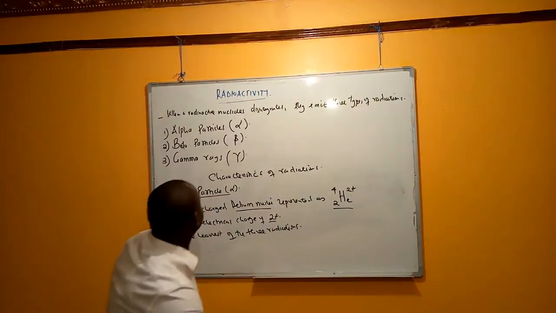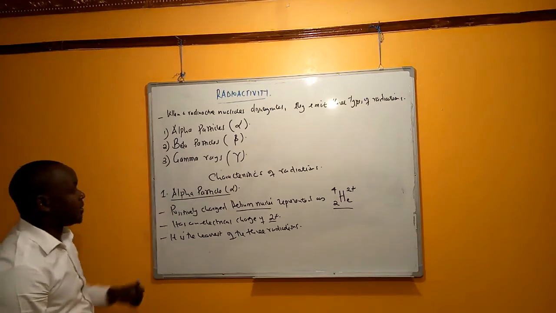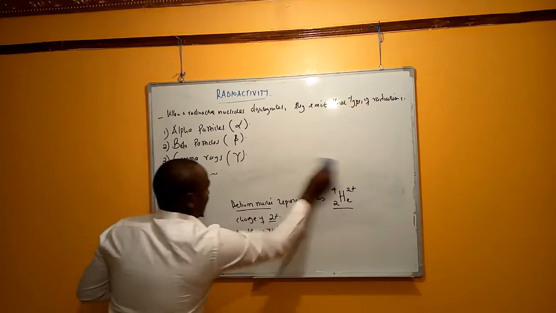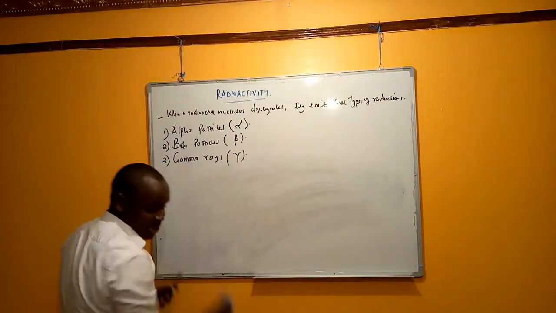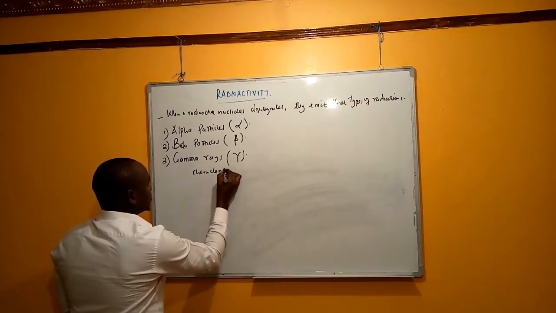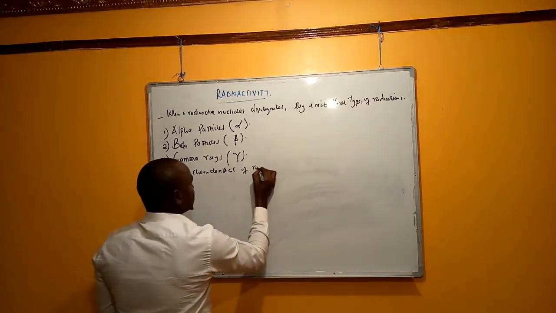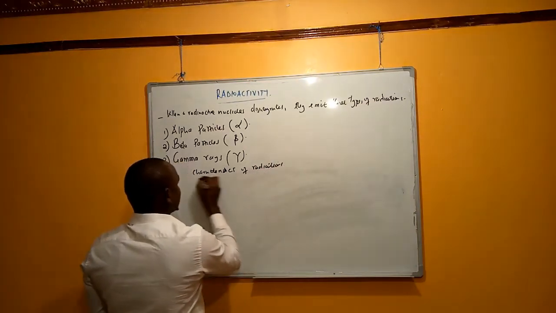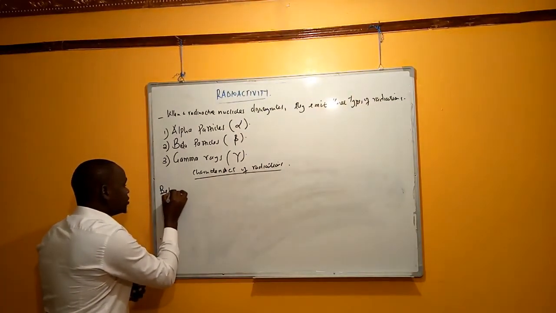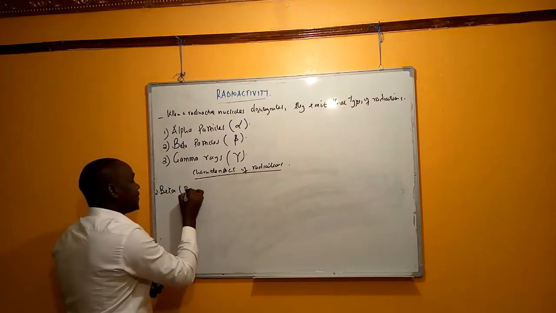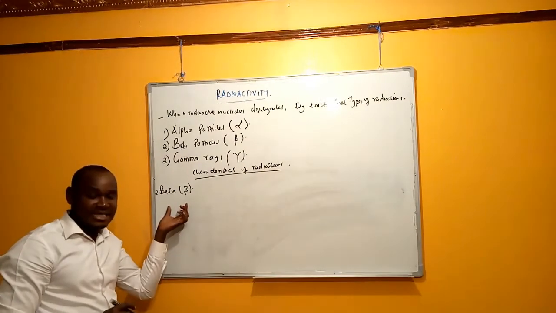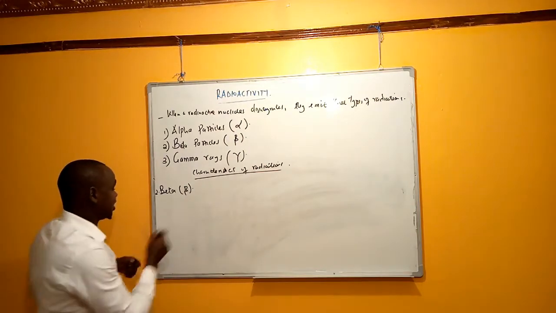Now, let us go to the next type of radiation, beta particles. We are still talking about characteristics of radiation. Please note that. And now we are talking about the second one, which is beta particles. Now, beta particles, these are negatively charged particles.